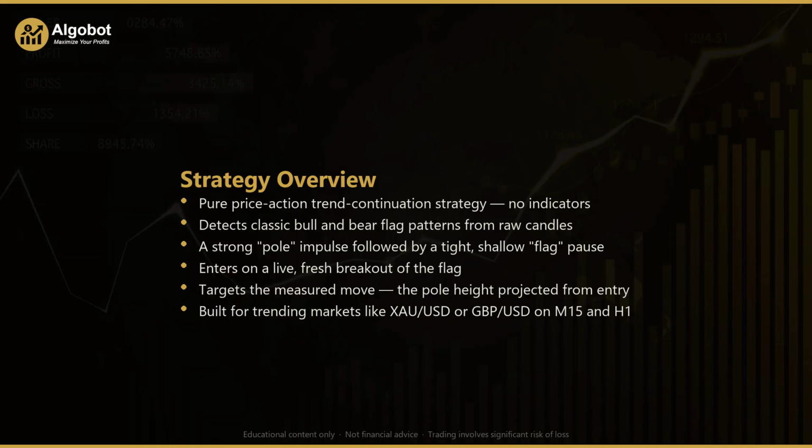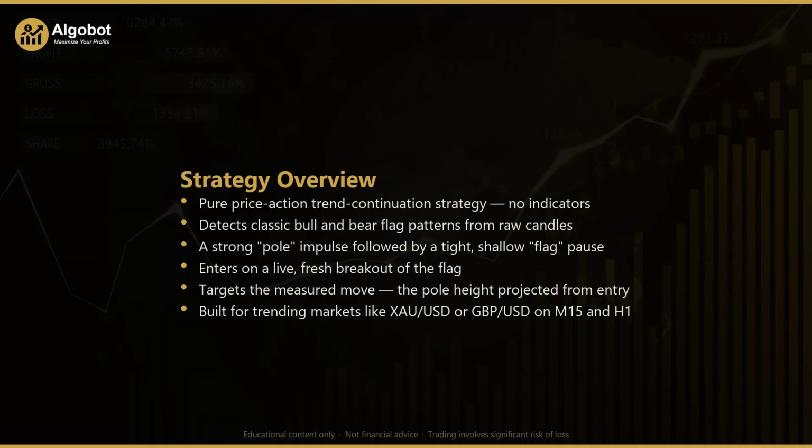Flag pole projection is a trend-following continuation strategy. The whole idea rests on a simple piece of market psychology. When price makes a strong, clean push in one direction and then pauses to catch its breath in a tight little range, that pause is often unfinished business. The market tends to resolve that pause by continuing in the same direction it was already traveling. Traders have given that two-part shape a name. The strong push is the pole, and the tight pause is the flag.